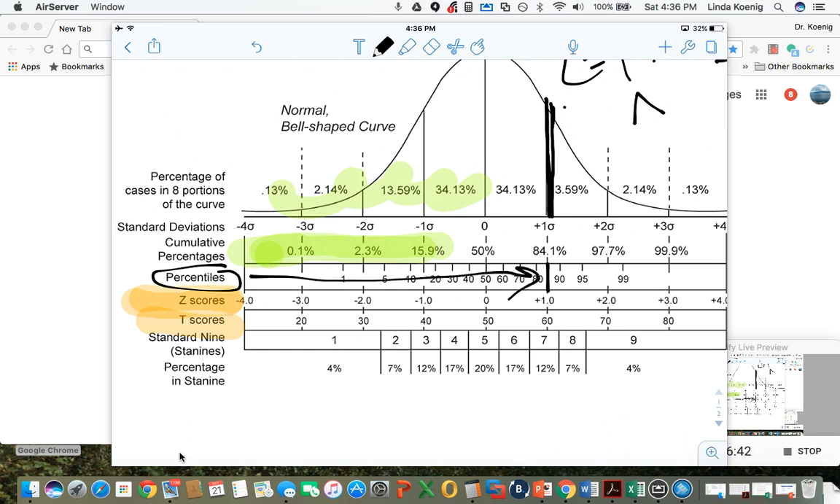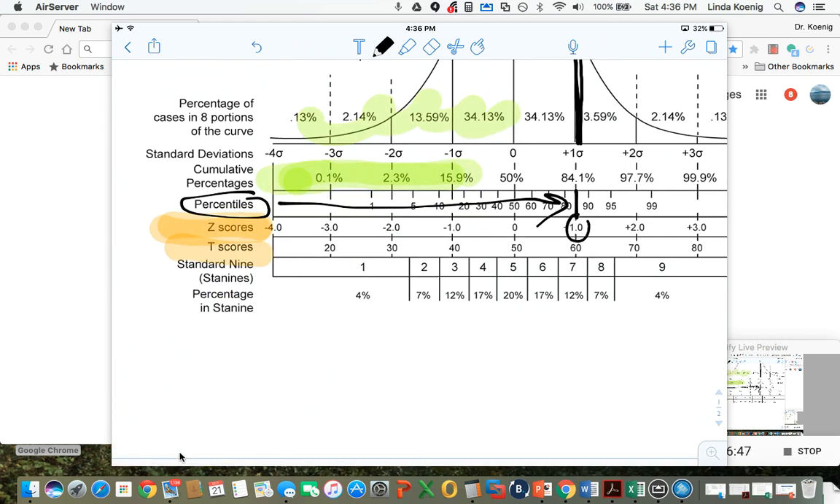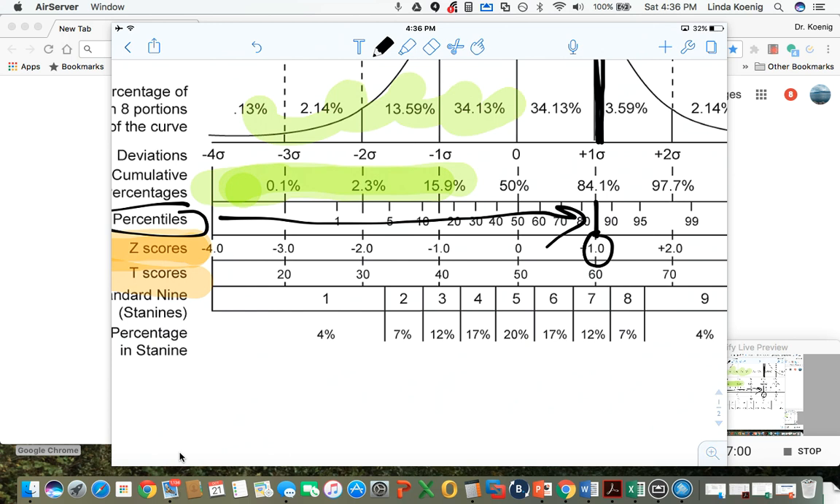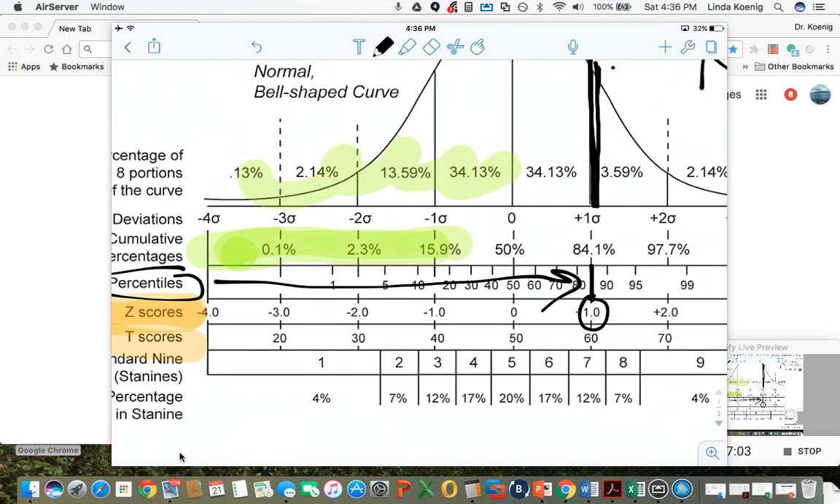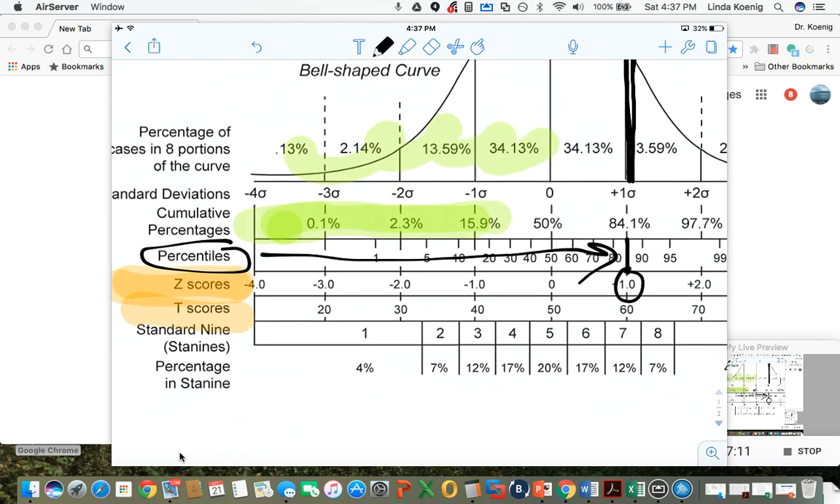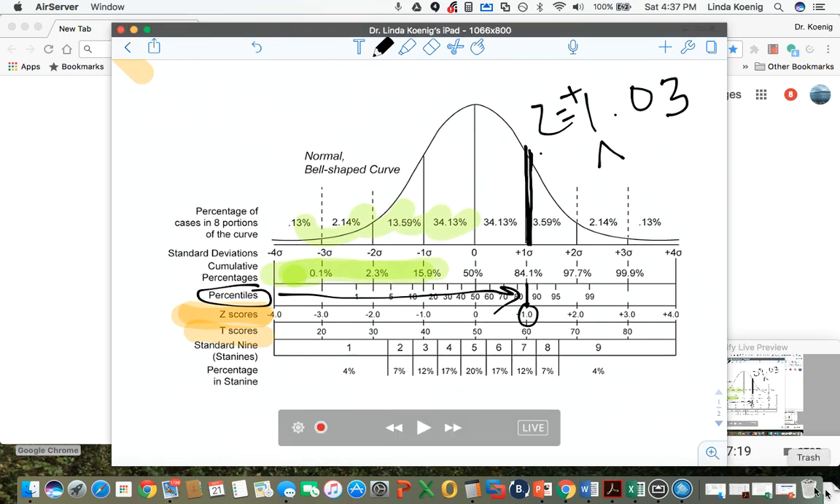We already know their z-score, 1.03, which is right here. Their t-score is going to be at 60. We can figure the t-score out mathematically, but we can also eyeball it and say their t-score is going to be around 60. It's very useful to look at both the z-score and the percentile, because that gives us a lot of information.